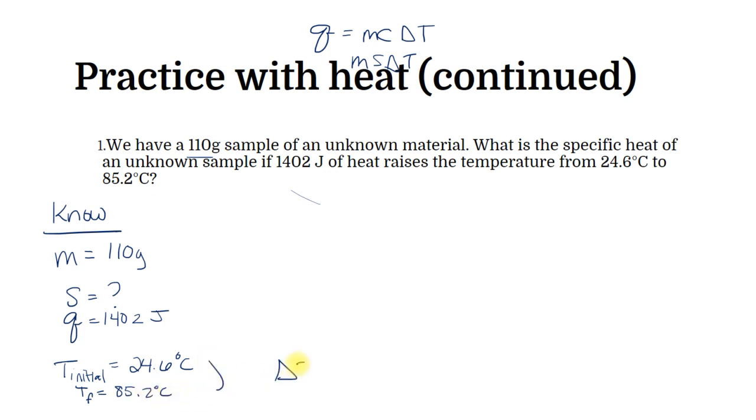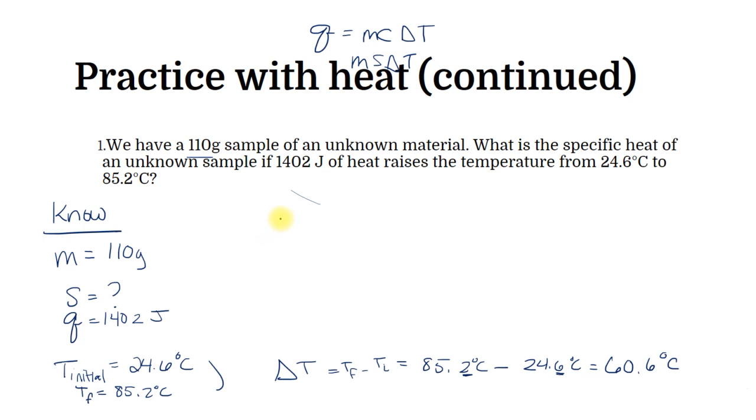So I can combine these together. I go final minus initial in order to figure out the temperature change. So in this case, 85.2 degrees Celsius minus 24.6 degrees Celsius. So we get 60.6 degrees. And I want to just remind you that when you're doing adding and subtracting, the significant figures, the place value is what matters. We have tenths place, so my answer needs a tenths place. So delta T is 60.6.